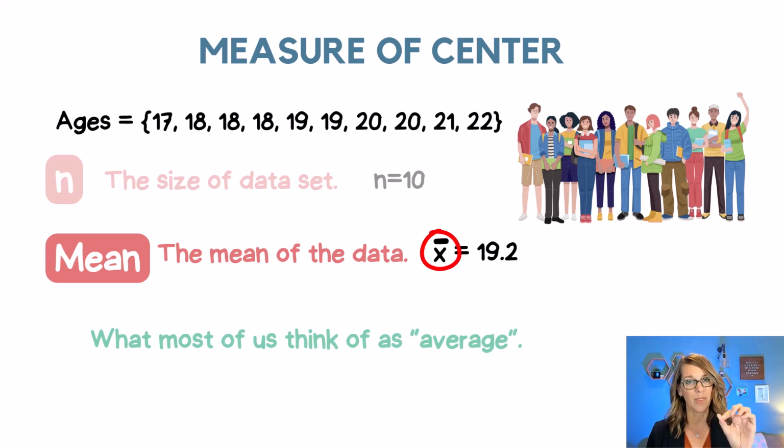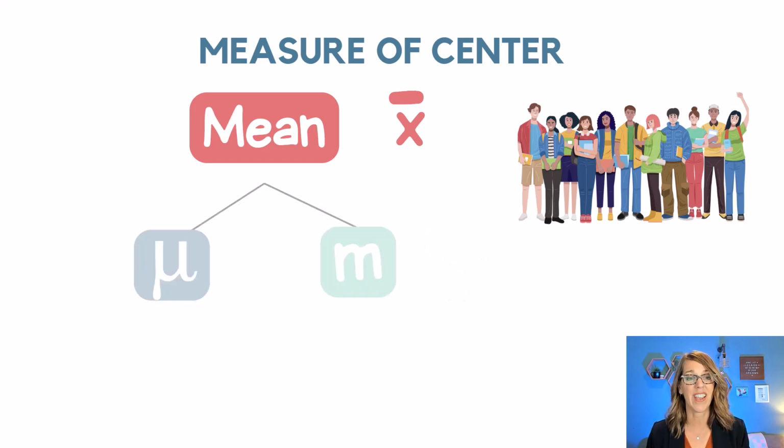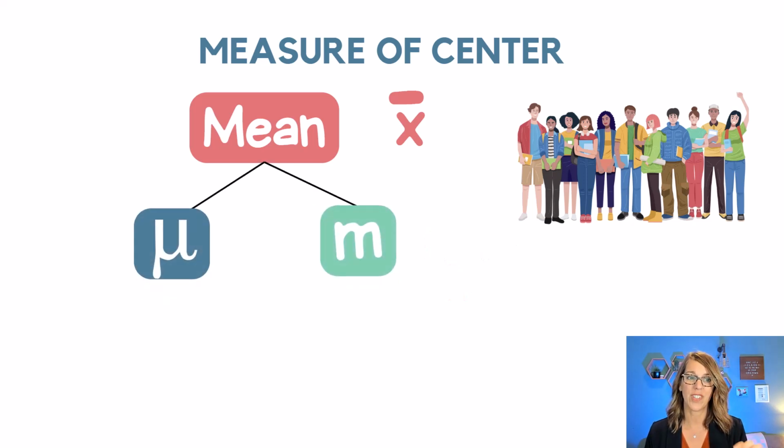Notice that I'm using x with a line on top of it. That is x bar. We can use x bar to denote the mean. This is a very generic way to denote the mean. Or we can be a little more specific and use either mu, which is that Greek letter that you see first, or the English letter m.